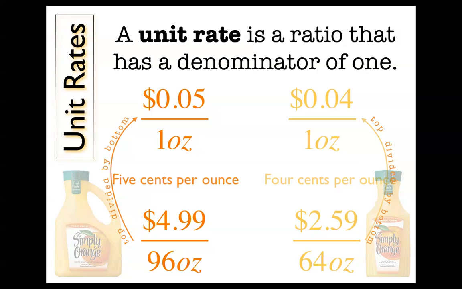Which one is a better deal? Well, wouldn't you rather pay 4 cents per ounce? Yeah, that's cheaper per ounce. So you should buy the 64 ounce portion of orange juice. And if 64 ounces isn't enough, buy 2 of them. It's still a better deal per ounce. So what's the point of this as far as math? The point is, if you have 2 different rates, but you're not sure which one is better, if you turn them both into unit rates, you can see which one is better.